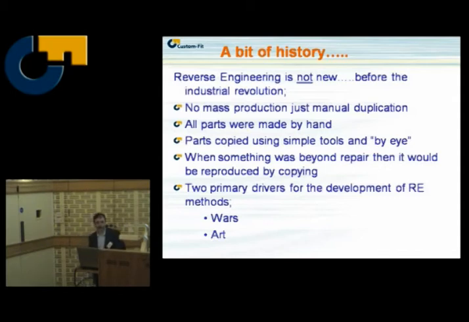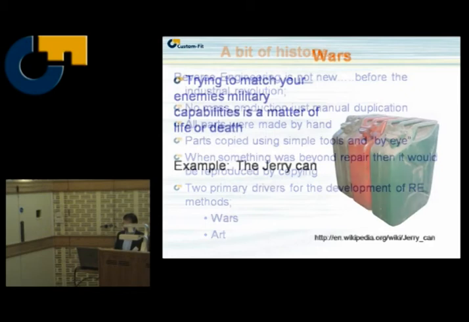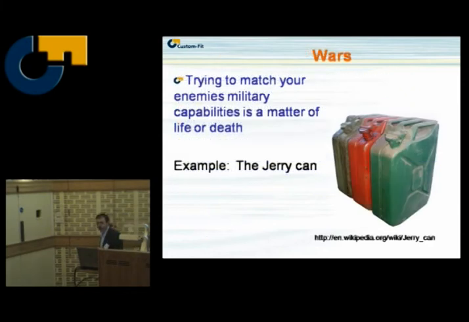And one is war and one is art. Quite opposed to each other in a way. An example here is that if you want to try and match the military capability of your foes, you're not going to be asking whether you can about copyright. You know, so you're going to try and copy their Gatling gun or copy their armaments as quickly as possible.